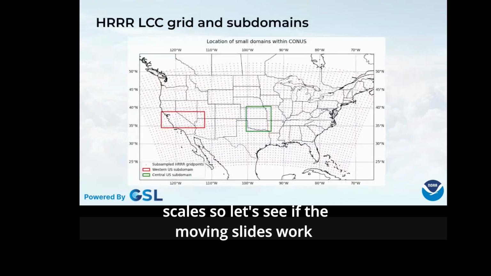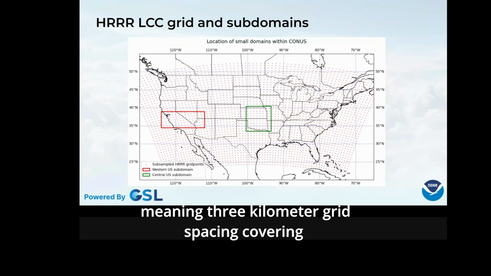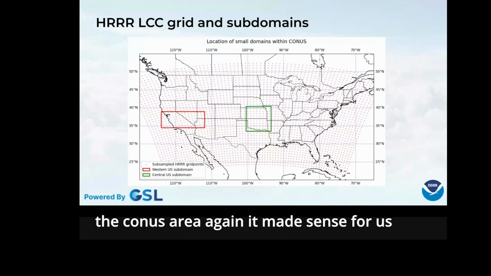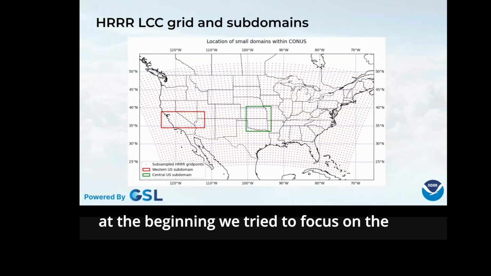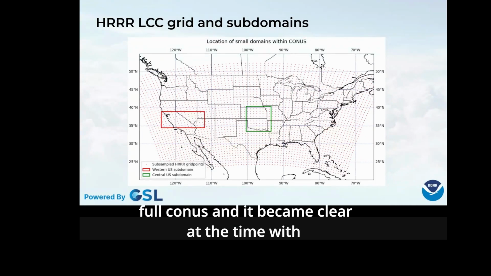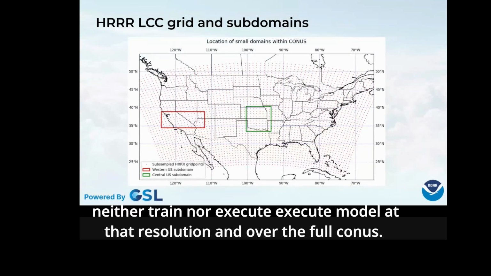So let's see if the moving slides work. It does. So HRRR being high resolution, meaning 3 kilometer grid spacing covering the CONUS area. Again, it made sense for us from GSL to focus first on HRRR. At the beginning, we tried to focus on the full CONUS, and it became clear at the time, with the computational resources we had available, that we would be able to neither train nor execute a model at that resolution and over the full CONUS.